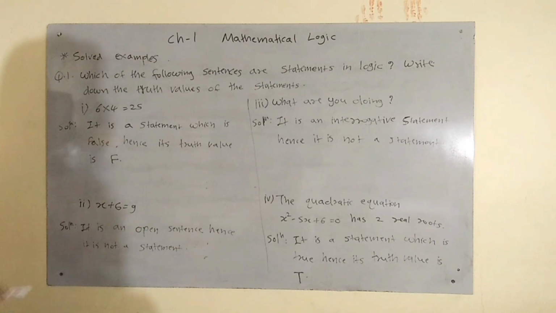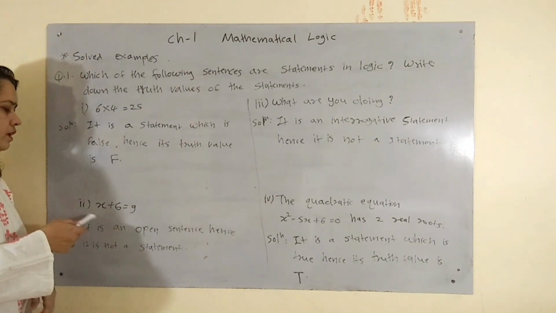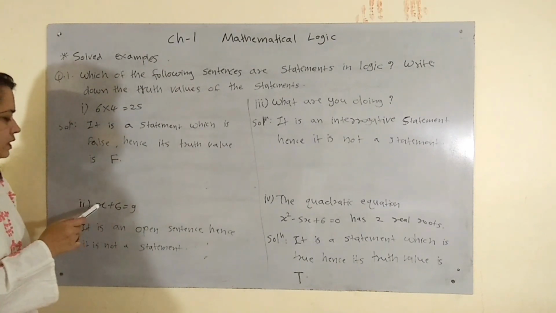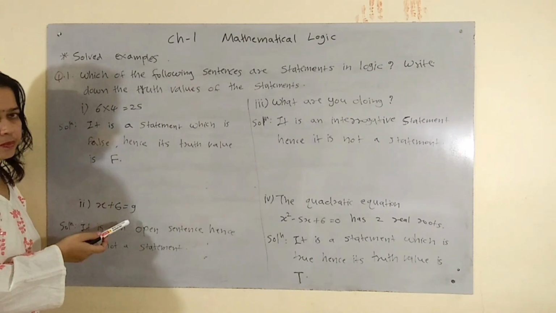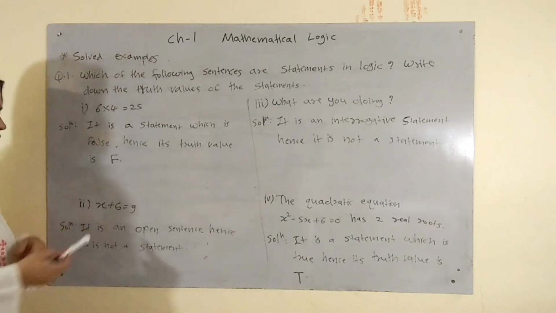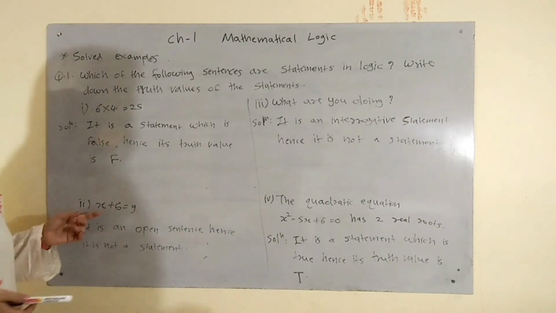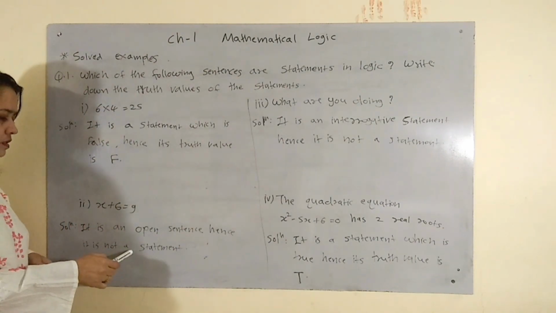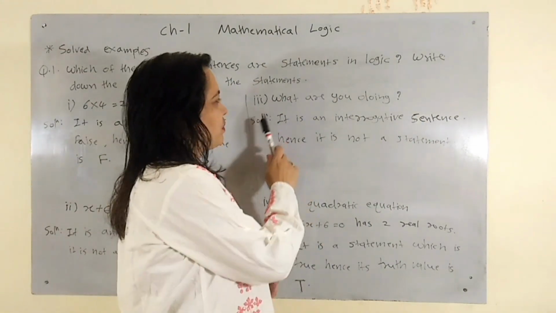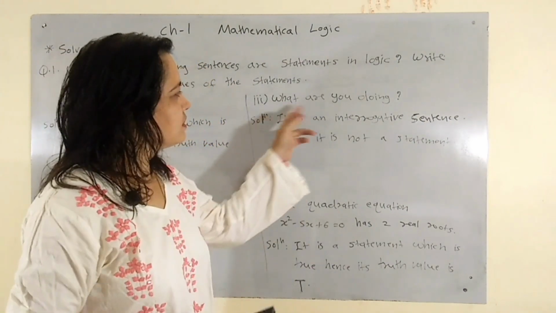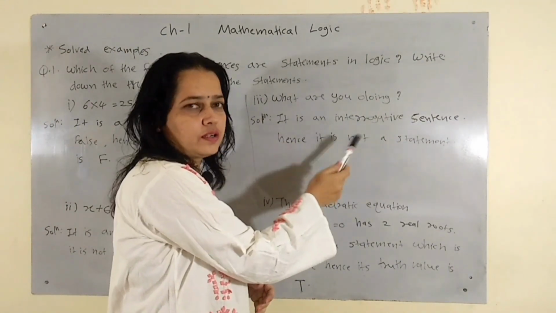Okay, next example is x plus 6 is equal to 9. Here we can put different values of x. So x is a variable, and we don't know whether it is true or false. So it is an open sentence, and we know that an open sentence is not a statement. Our next example is what are you doing? This is a simple question. It is an interrogative sentence, hence it is not a statement.